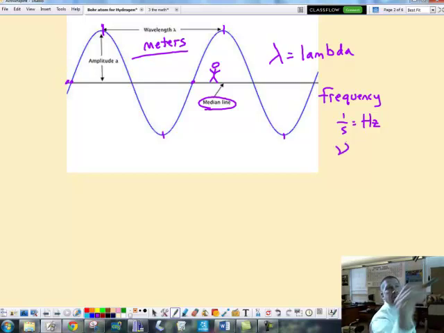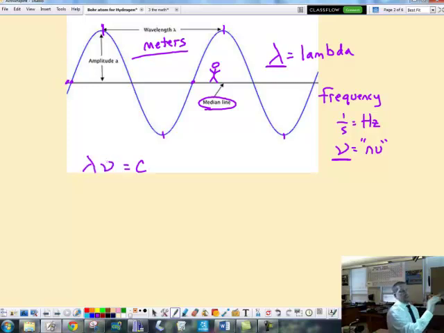And that is given the Greek symbol, looks like a funny looking V, the Greek letter nu. So we have lambda and we have nu, and the way they are related is by the speed in which this thing travels. It travels at the speed of light, c. So we say lambda times nu is equal to c. So there's our first equation. Very simple equation, 3 variables.